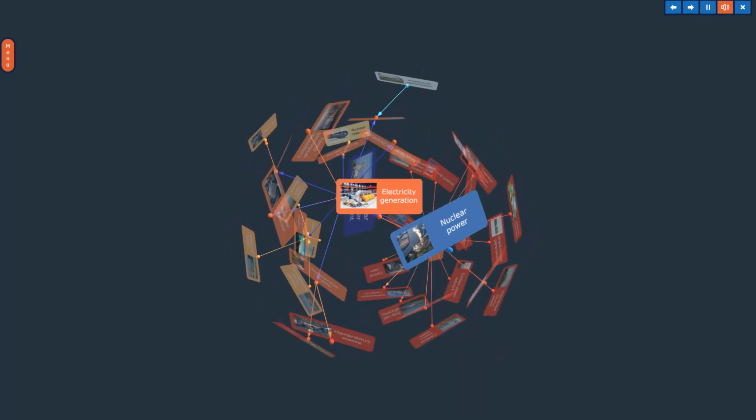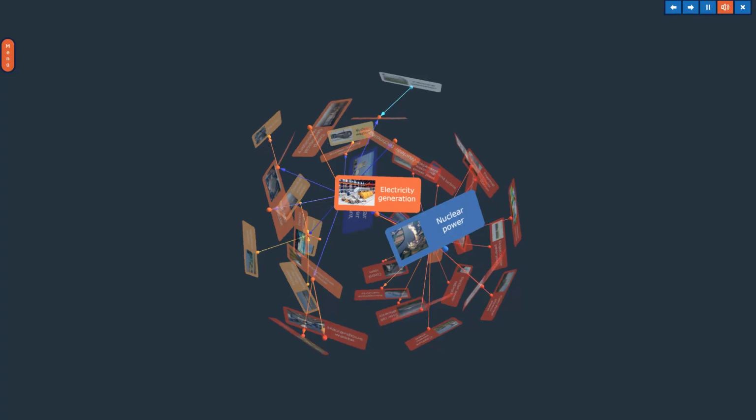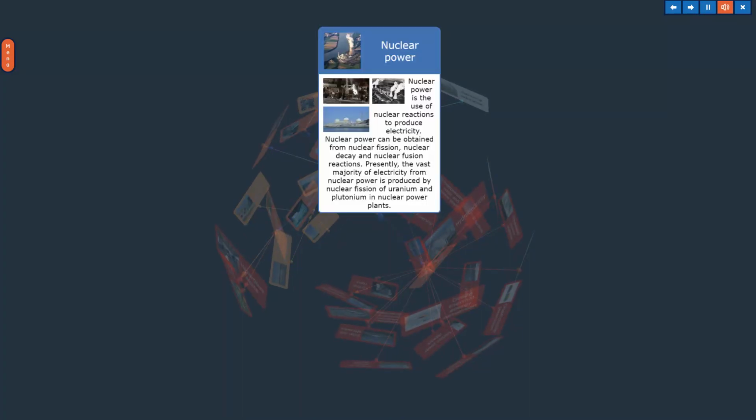The topic, electricity generation, in overview. Nuclear power. Nuclear power is the use of nuclear reactions to produce electricity. Nuclear power can be obtained from nuclear fission, nuclear decay and nuclear fusion reactions. Presently, the vast majority of electricity from nuclear power is produced by nuclear fission of uranium and plutonium in nuclear power plants.